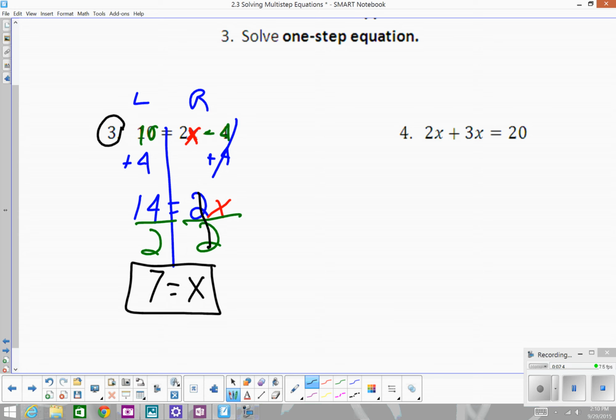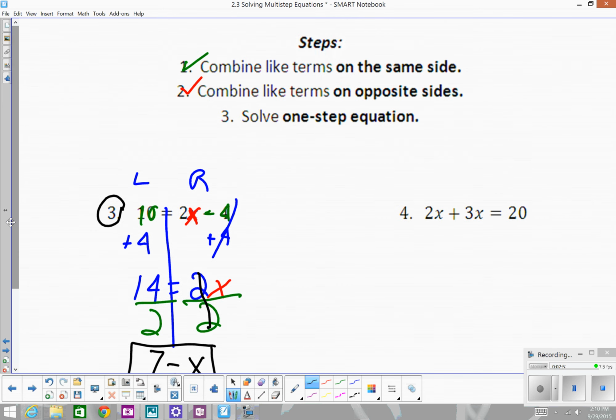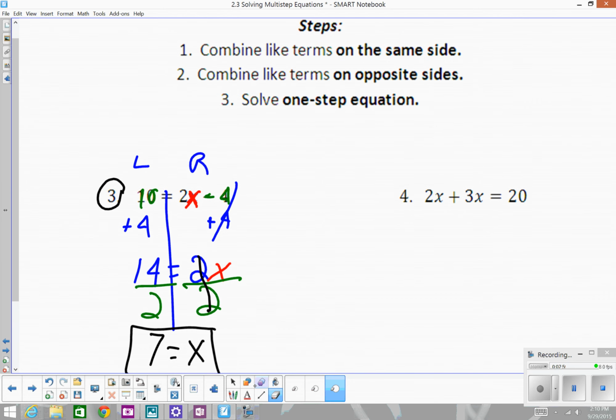So these first 3 examples were just 2-steppers. We can get into multi-step, even more than 2 steps. So let's try number 4. Okay, number 4. You go ahead and erase. Now the first step says solve.